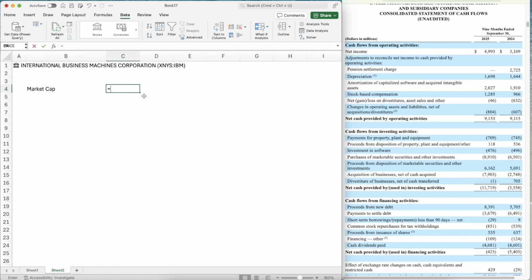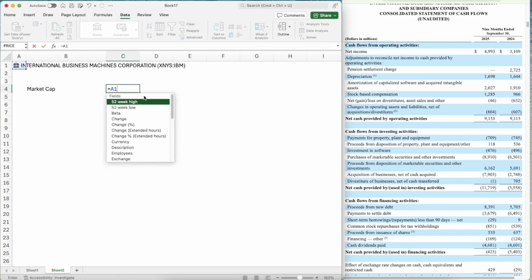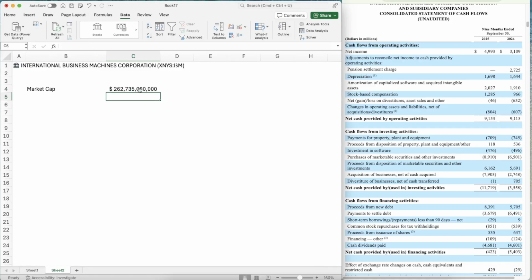Because we can just go equals A1 dot market cap. Sorry, you need to divide by 1 million, as the financial statements are in millions. Is that right? Yeah, got it.